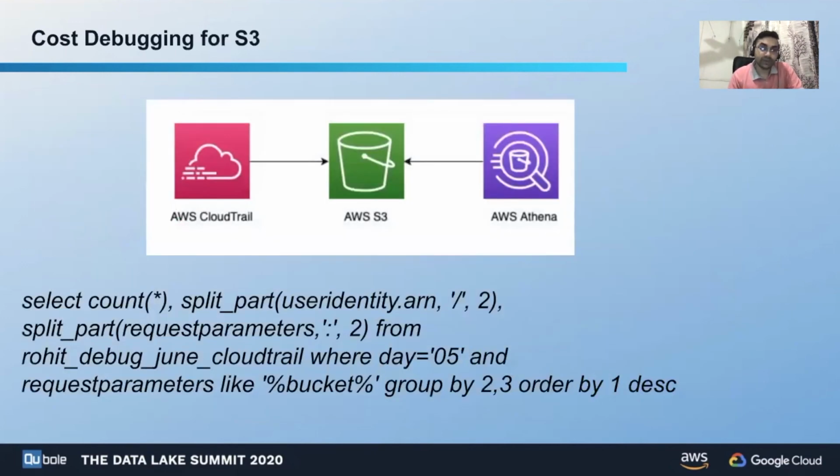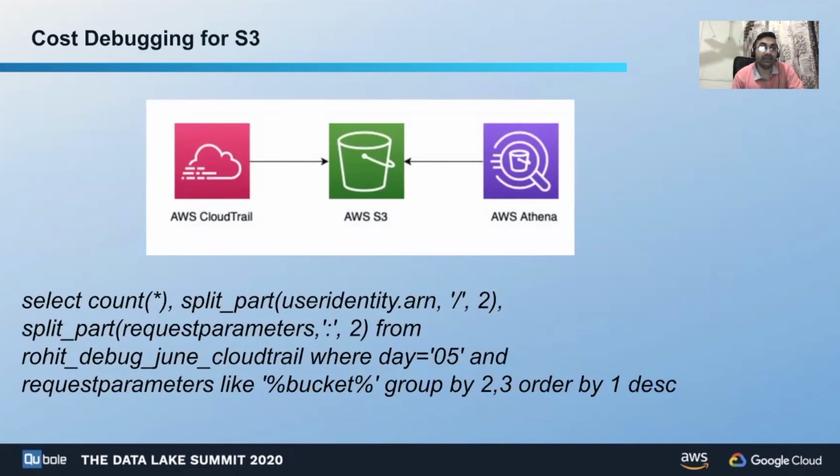Moving on. I think we keep talking about infrastructure, but at the same point of time, storage is quite important. Network is quite important, right? And there is a decent amount of cost that comes along with it. So what I'm showing you here is what we use to debug cost of an S3 if there is an increase or decrease. Technology wise, it's a mix of CloudTrail, S3, and Athena.